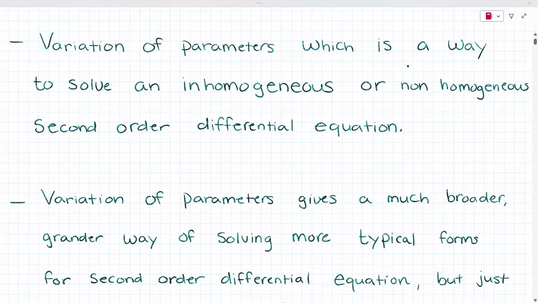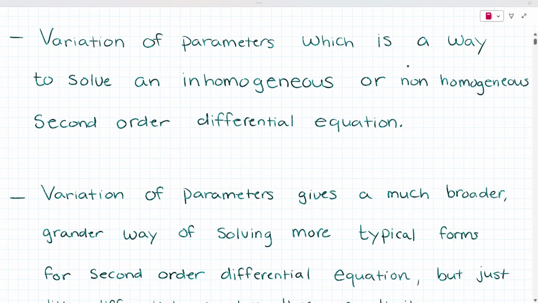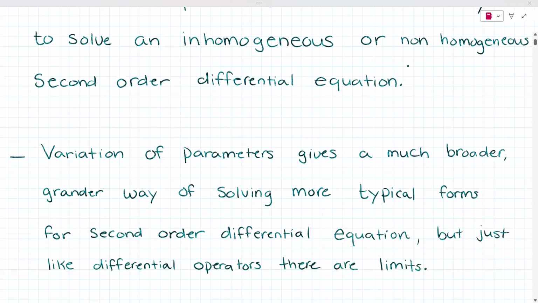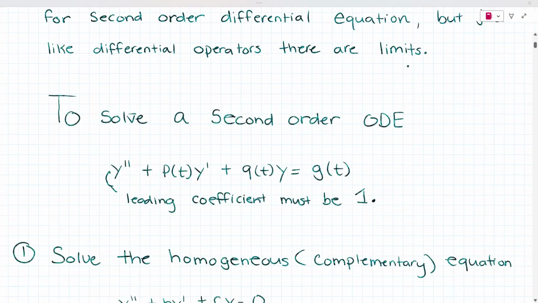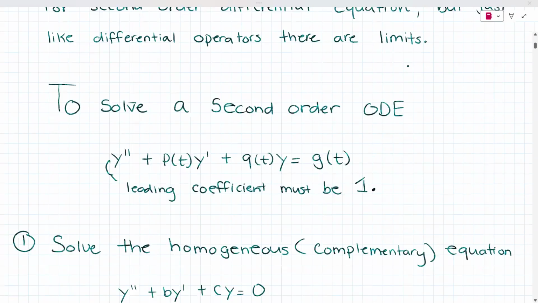Variation of parameters gives you a much broader, grander way of solving more typical forms of second order differential equations. But just like operators, there are limits. So it's just another method. So how do we solve it? It's a little bit of review. How do you solve a second order ordinary differential equation?